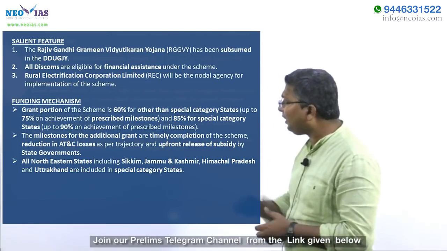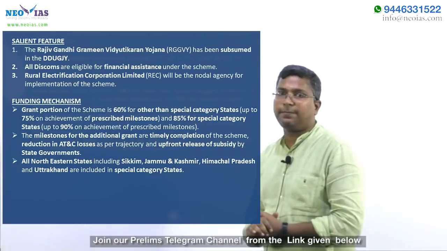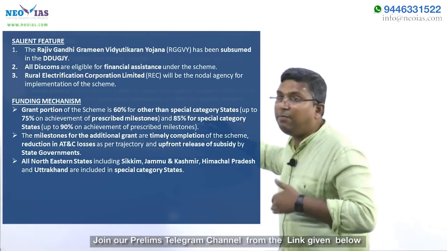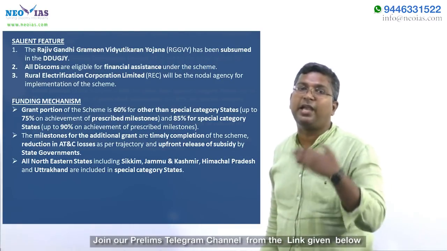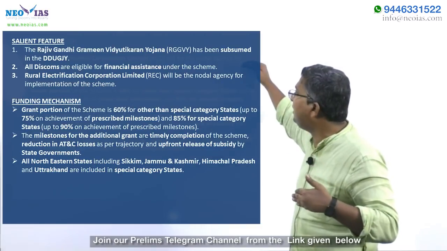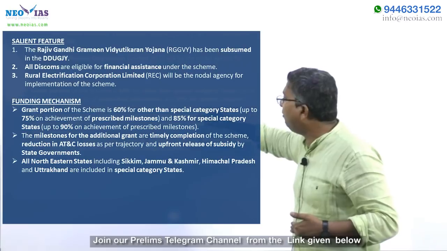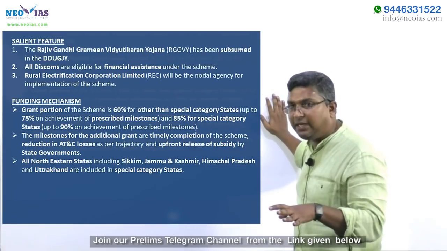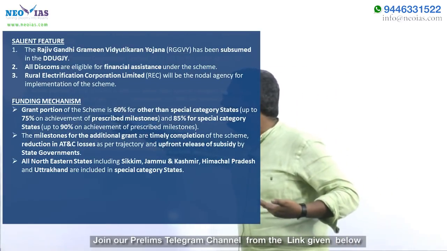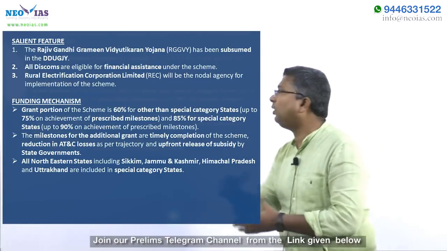Second is, what are the milestones under this scheme? The milestones for additional grant are, first, timely completion. The scheme has to be completed by the state government on time. Even though the nodal agency is Rural Electrification Corporation, the state government support is very important. So, if the scheme is timely implemented in this state, that is one factor. Then, reduction in the aggregate technical and commercial losses is another important factor.